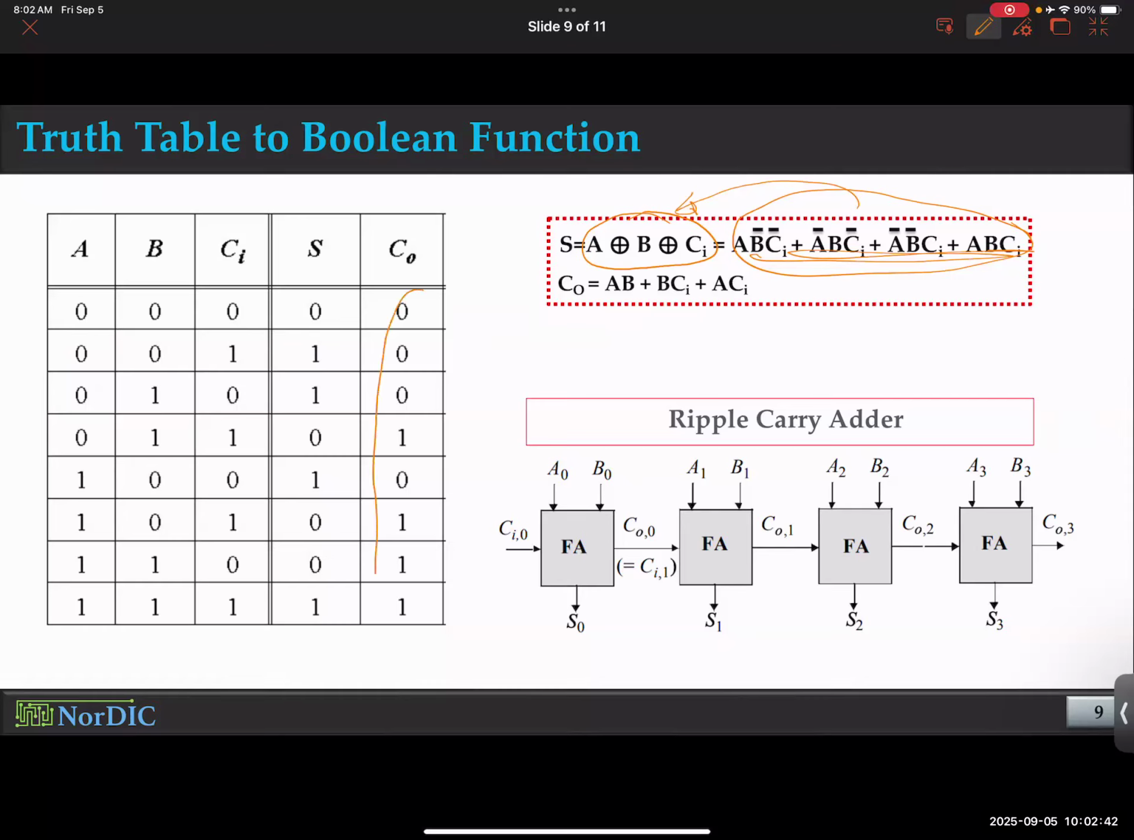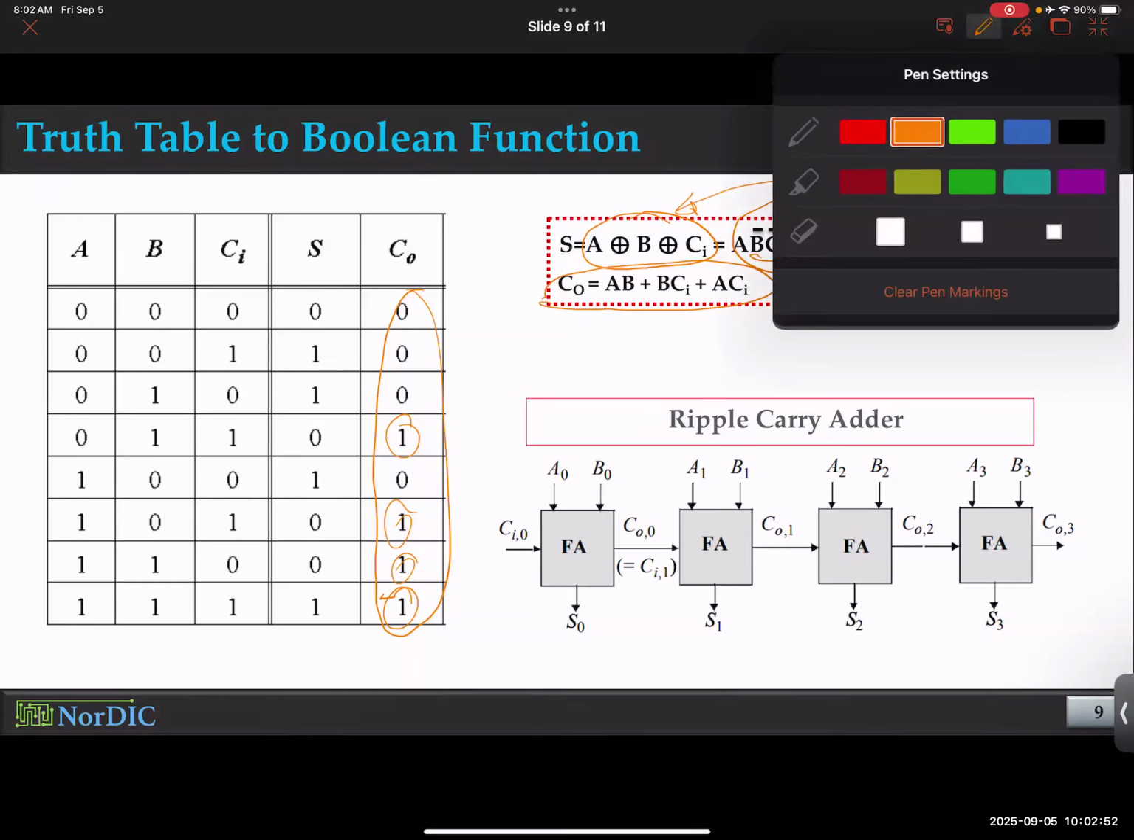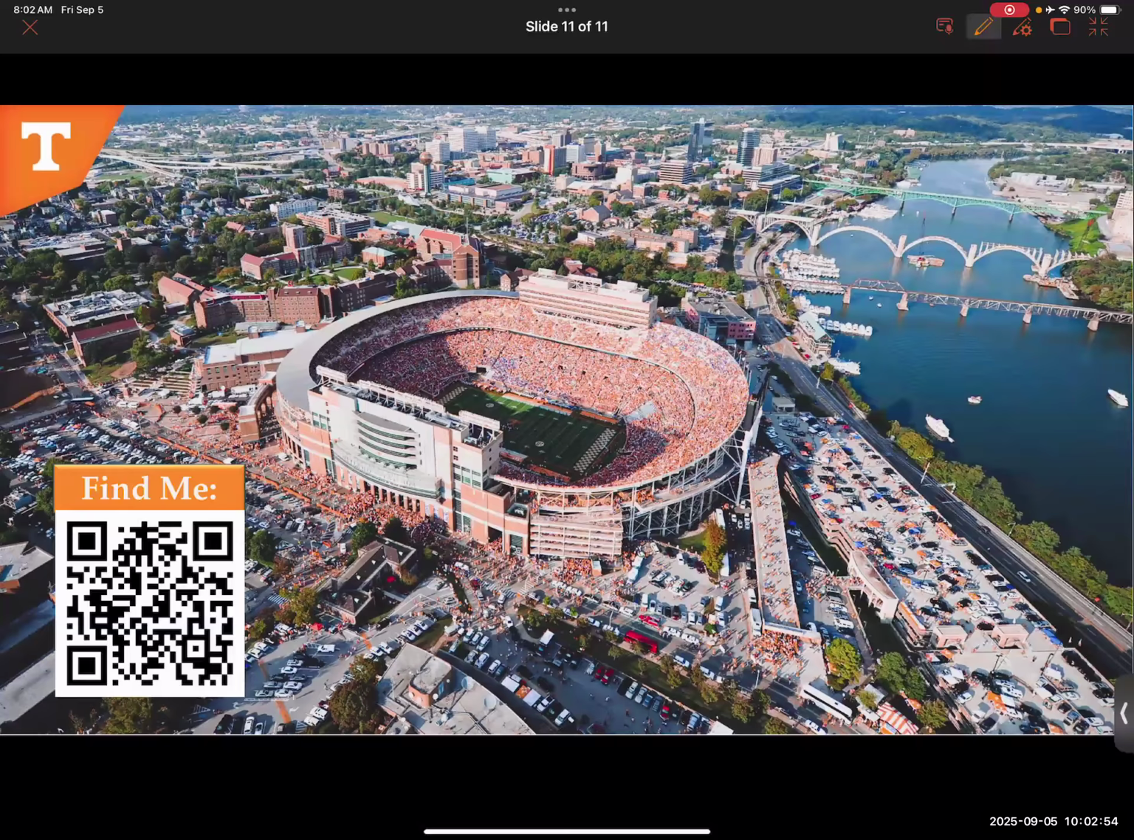And if you do the same for carry, look at the ones and try to incorporate that in a Boolean function, you end up with this other expression. Try it out at home because you'll be working on it in the lab anyways. Okay. And that's what I needed to cover today.